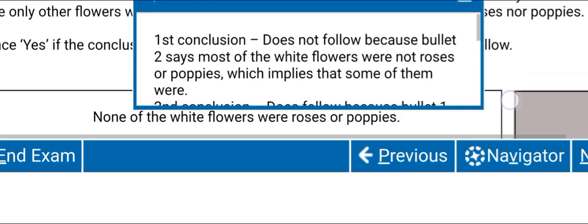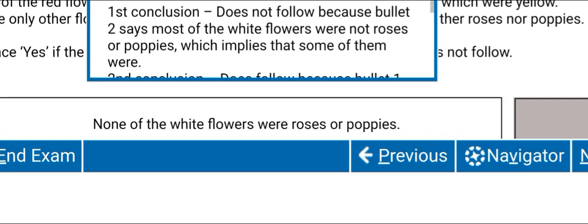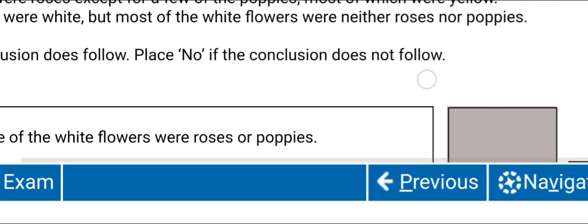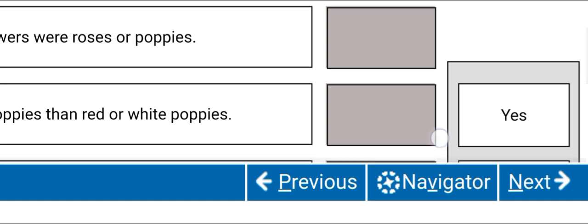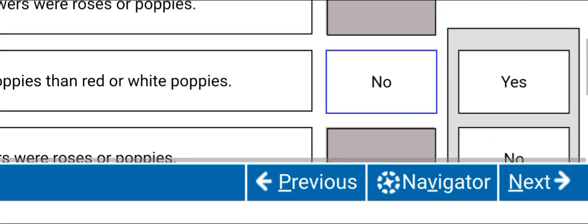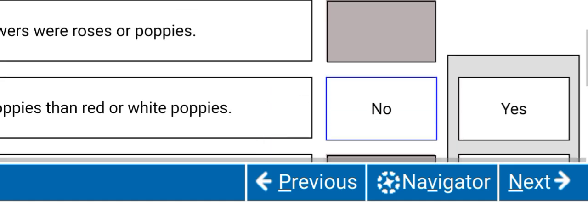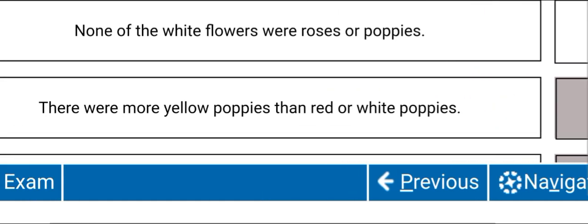So here we have our first conclusion. It does not follow because bullet 2 says most of the white flowers were not roses or poppies, which implies that some of them were. So the first conclusion does not follow. So we will drag a no and drop it here.